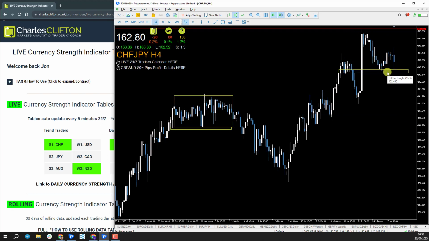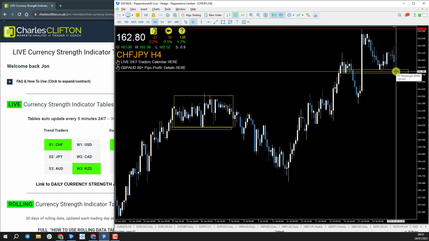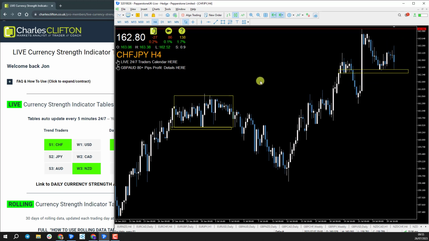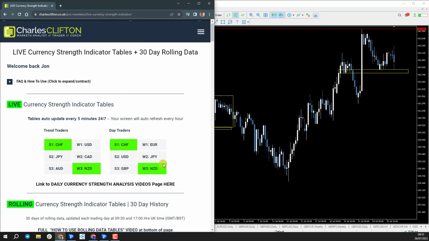The only thing being with this one is that, you know, 163, 164 is going to be the target there. Stops where you're going to really put them down below that low. Risk reward wise doesn't look the greatest, in all honesty. So yeah, definitely something to consider there.